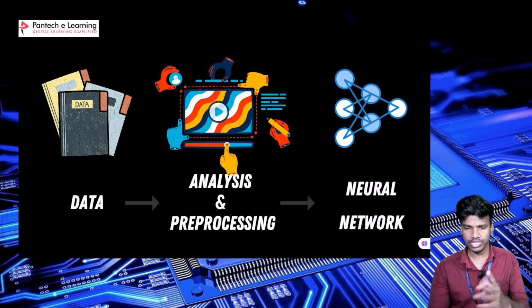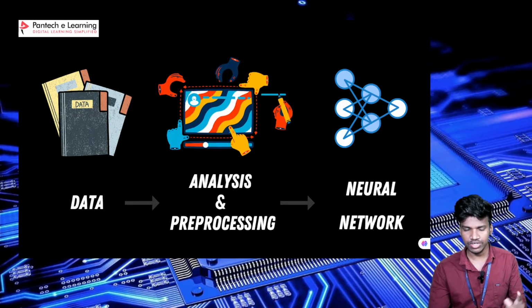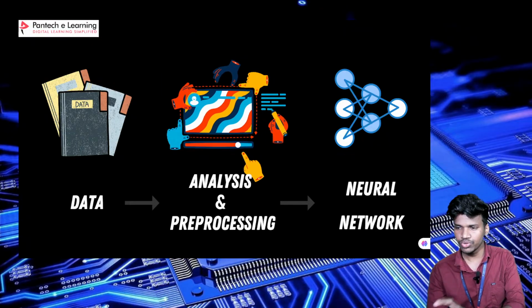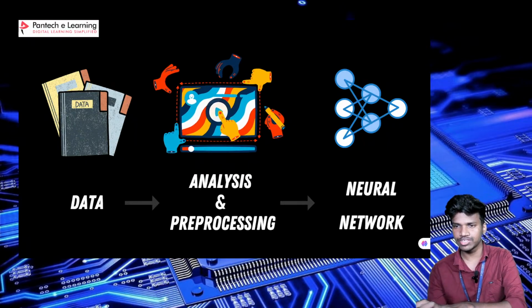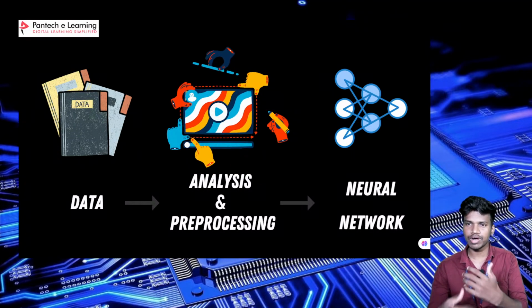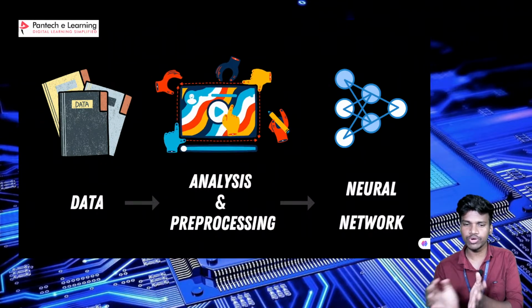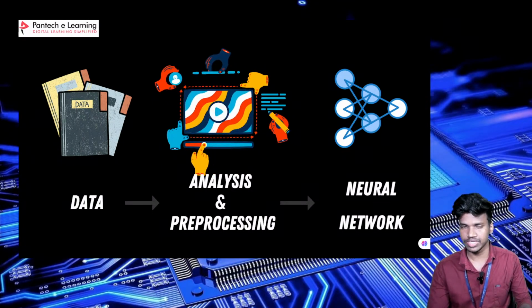Without data we cannot do anything, right? So we collect the data, analyze and pre-process it, and pass it to the neural network. The neural network processes the data and sends it on to the next process.